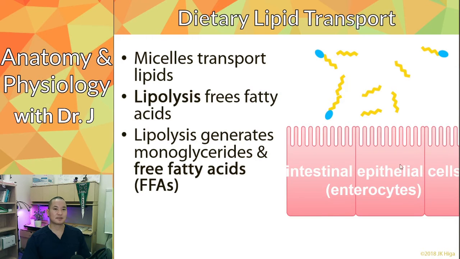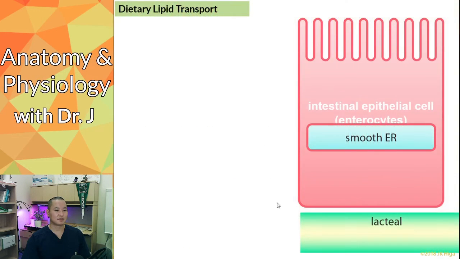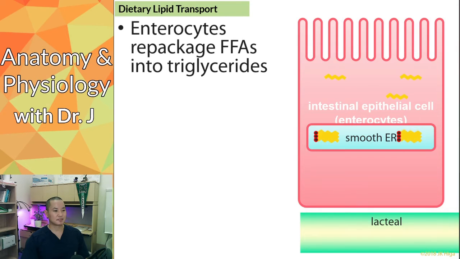So these monoglycerides and free fatty acids are now going to be absorbed by all the villi and microvilli in your intestines, and then transported through these cells called enterocytes. These enterocytes absorb the free fatty acids and monoglycerides and then repackage them. They repackage them in their endoplasmic reticulum, and in the endoplasmic reticulum, they make them into triglycerides again.